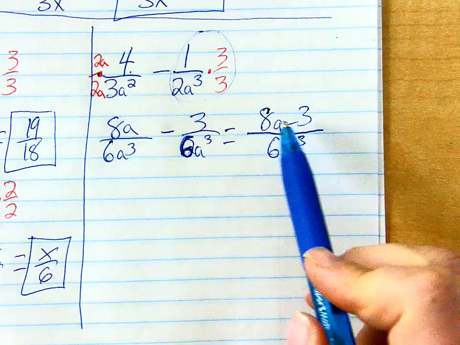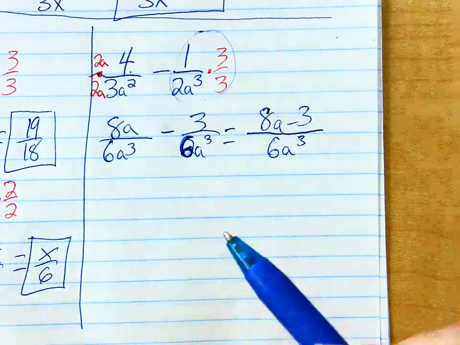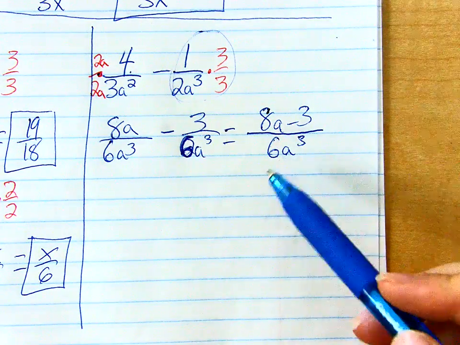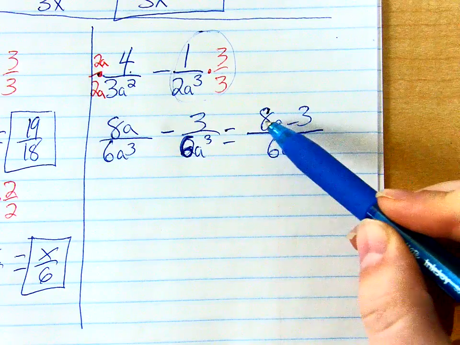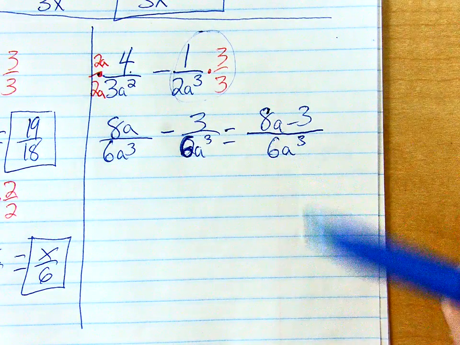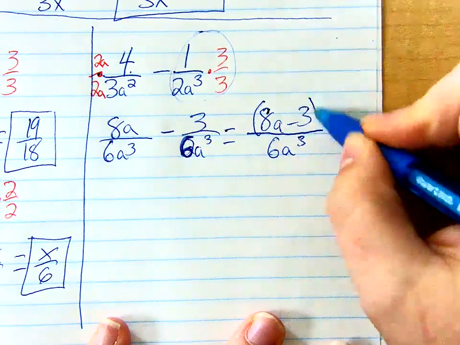Can I factor anything out of this numerator? No. So if I can't factor anything out, there's nothing for me to cancel down here. Because remember, you can never cancel part of a binomial with a monomial. Can you reduce the 8 and 6? No, because this is part of a binomial.